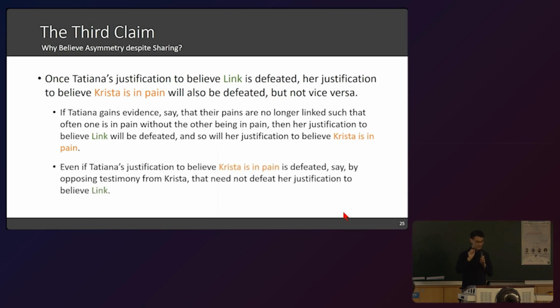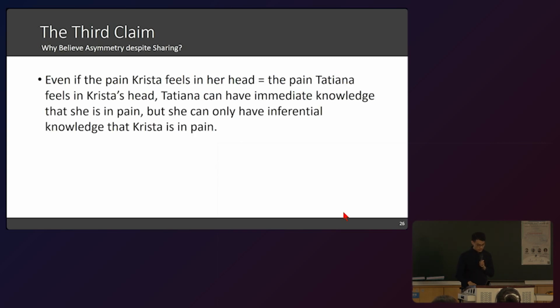By contrast, even if Tatiana's justification to believe Krista is in pain is defeated, say by opposing testimony from Krista, that need not defeat her justification to believe Link. So in short, even if the pain Krista feels in her head is the pain Tatiana feels in Krista's head, Tatiana can have immediate knowledge that she's in pain, but she can only have inferential knowledge that Krista is in pain. And the same goes for Krista.